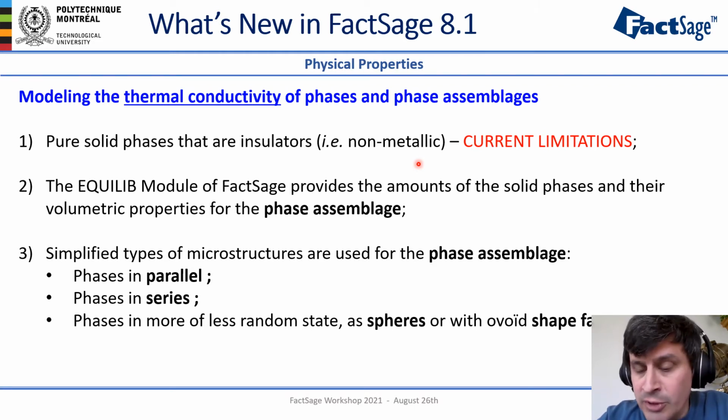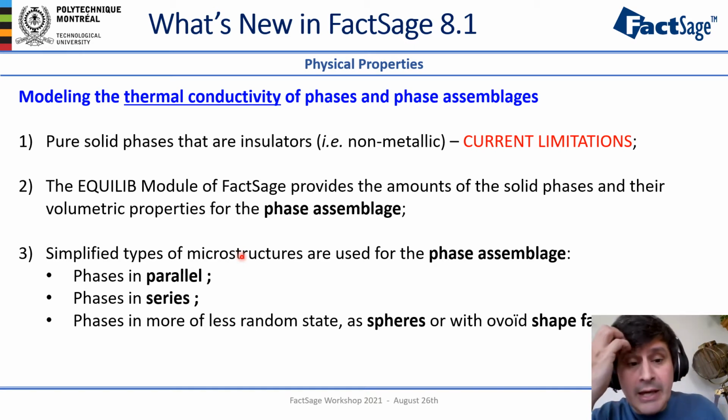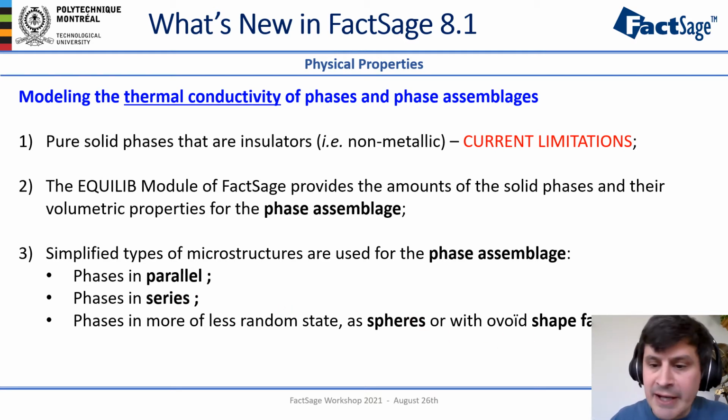However, if there are more than one phase at equilibrium, then a phase assemblage must be considered. So the thermal conductivity of the phase assemblage is computed in the equilibrium module as it provides the amount and the volume fractions of the different phases. But we need more than that. We need simplified microstructure for assembling these phases together. And we propose 5 different outputs. 2 of them are limiting cases, like the parallel microstructure or the series microstructures, but 3 of them are related to more or less random states with spheres or ovoid shape factors if necessary.